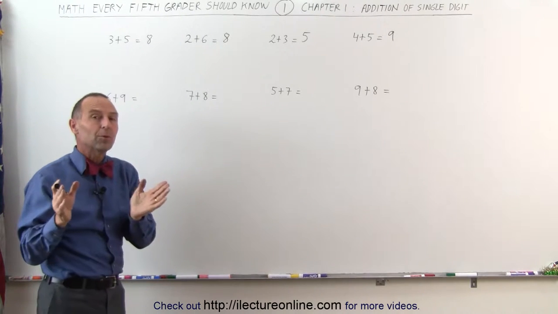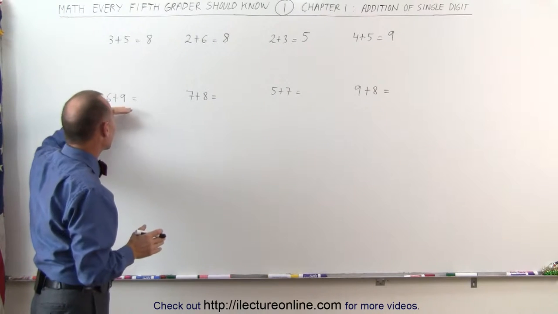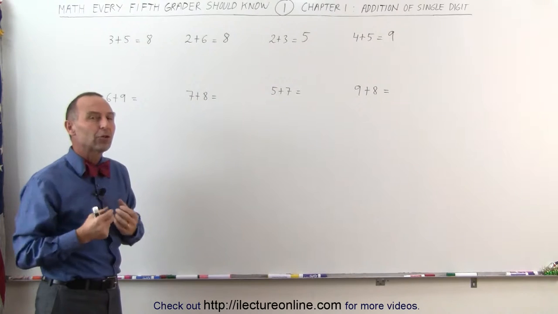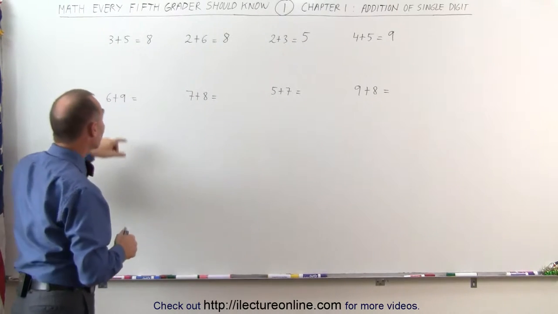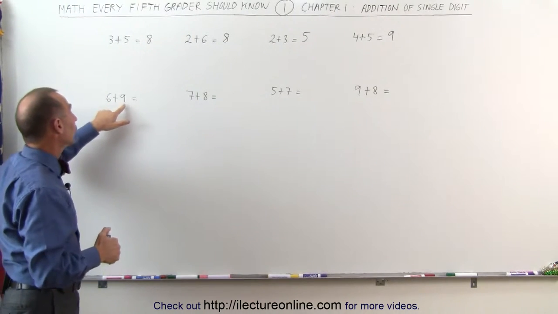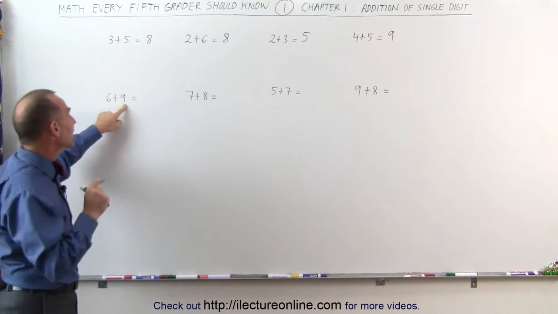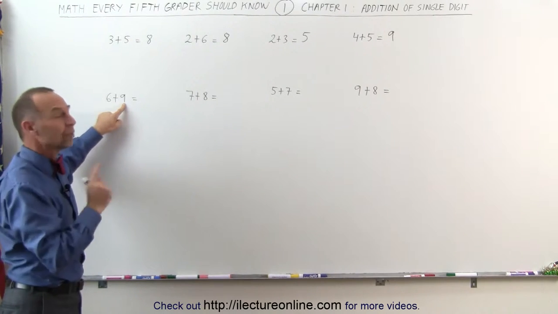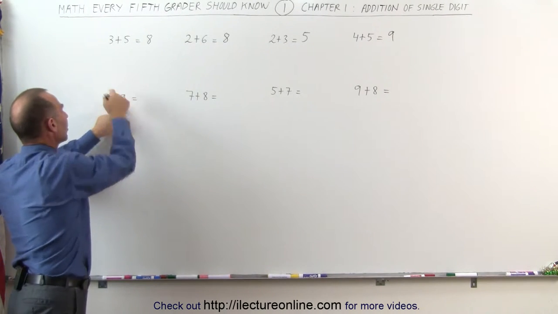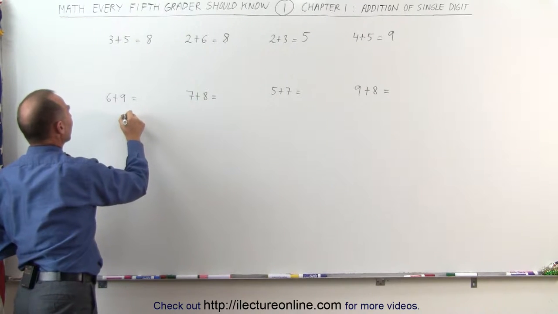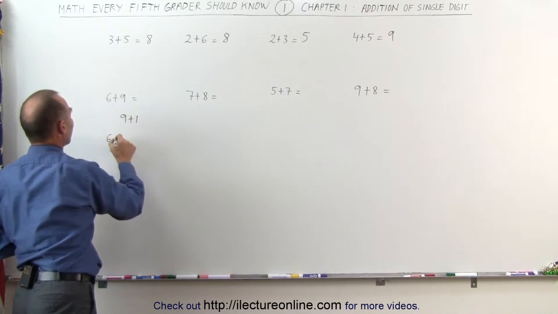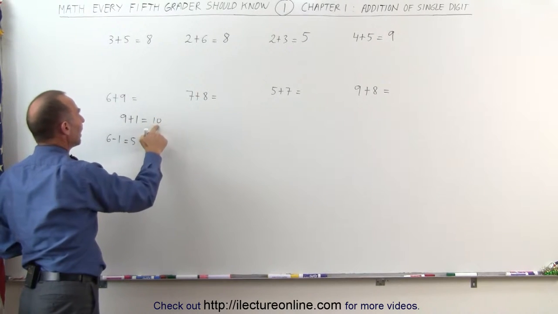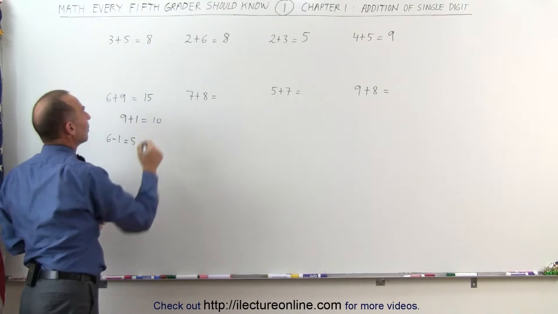But when we add two numbers together and the numbers add up to a number greater than 10, now it becomes a little bit more difficult to learn how to do that from rote memory. One of the techniques that we can use is take a look at the largest number and see how much more we need to get to 10. For example, we'll start with the number 9. We need one more to get to 10. So we take that 1 away from 6. What that means is we take 9 plus 1 and 6 minus 1. This equals 10 and this equals 5. And then we add the 10 and the 5 together to get 15.